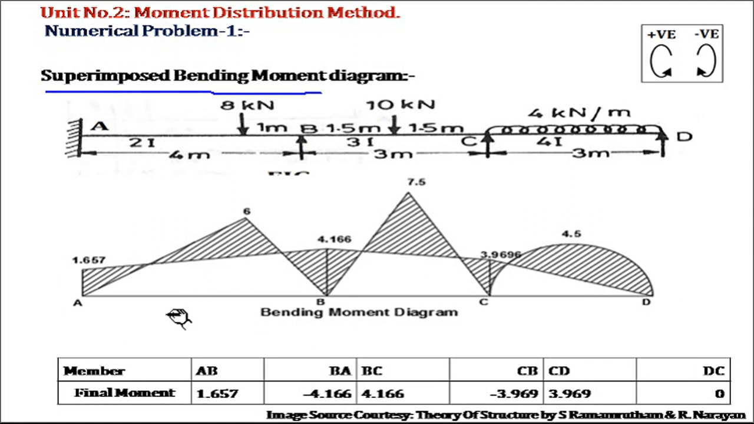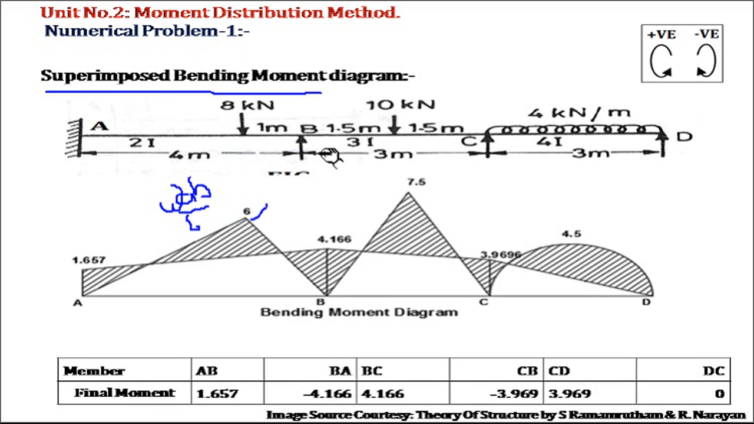Then you have to draw the free bending moment diagram by considering the load on that member. Here on member AB a point load is acting, but it is not at the center. So the free bending moment value will be WAB upon L. The value of W is 8, value of A is 3, value of B is 1, and the length of member AB is 4. So that value comes to be equal to 6.